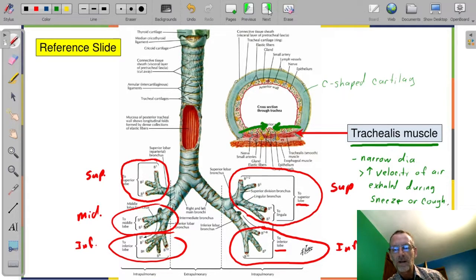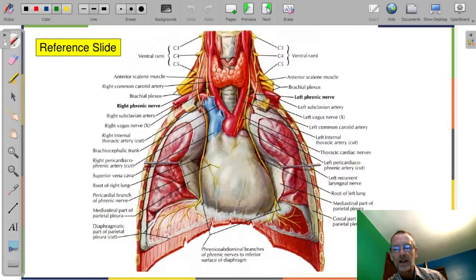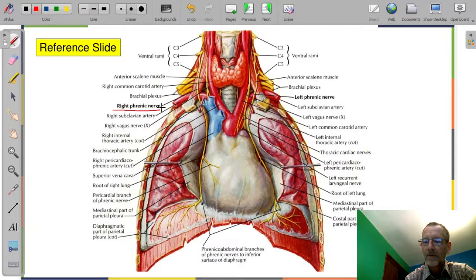So not a lot of emphasis on this slide. Again, these are intended to be primarily reference pictures. If you like anatomy, you can learn quite a bit from them. So, there's a couple of things that you might notice on this picture. The phrenic nerves, right and left. You can trace them. They come back out.